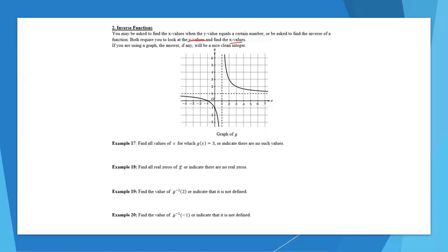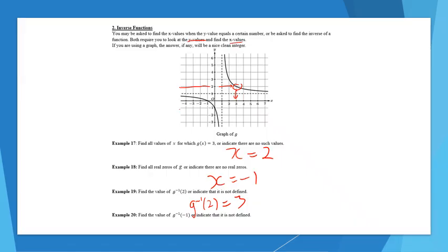Find where g of x equals 3. That on the graph is going to be that point, which is x equals 2. Find all real zeros. That would be when x equals -1 from the graph. Find the inverse of 2. And so here you want to look at this inverse. This should be this point right here, which is x equals 3. Or the way I would write this would be g inverse of 2 equals 3.